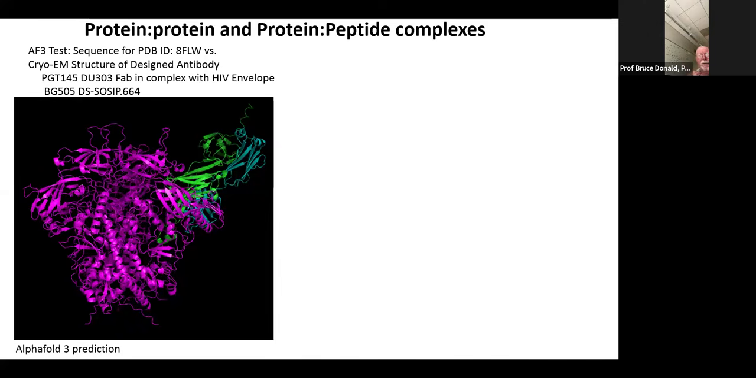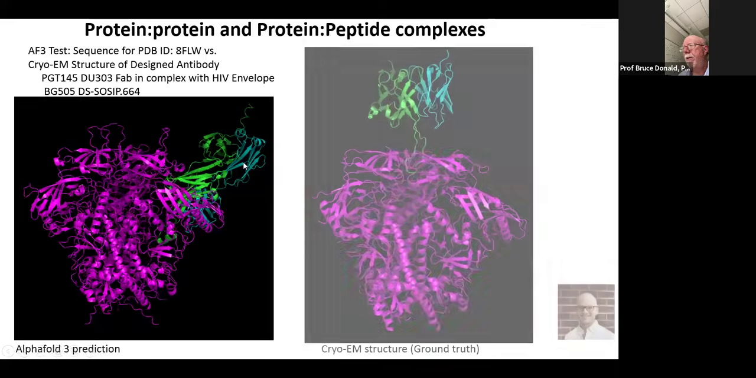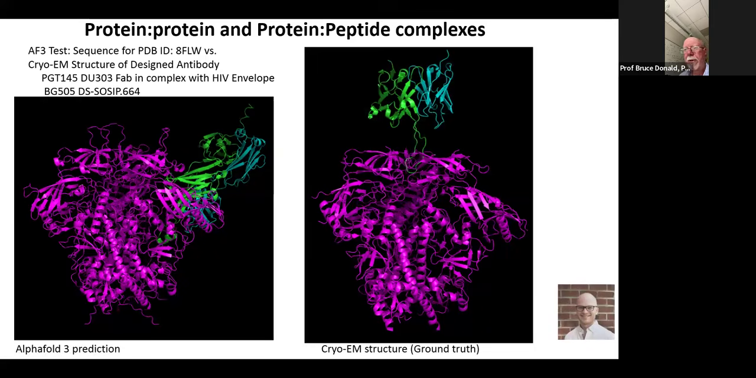The entire HIV envelope protein is in magenta here. Here's the antibody, which has two chains, green and cyan. And here's the correct structure binding again at the top, from Graham's analysis. Okay, so these are very different. It's binding on the side.